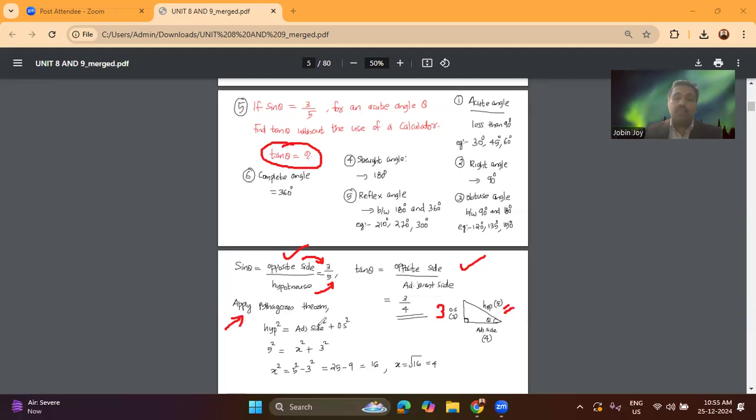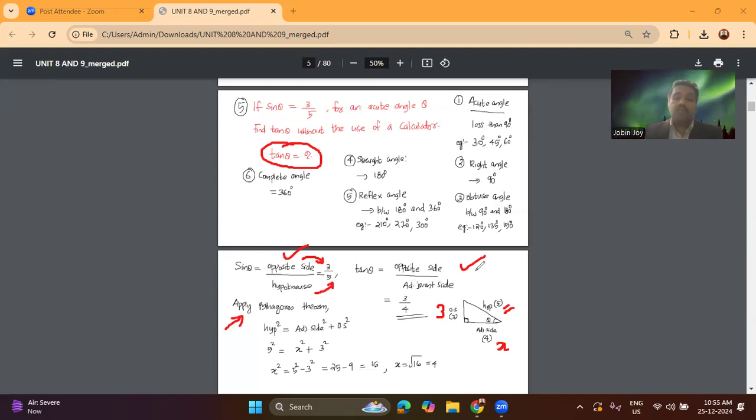What is Pythagoras theorem? Hypotenuse square is equal to adjacent side square plus opposite side square. So here hypotenuse is 5. That means 5 square is equal to, we don't know the adjacent side, so I will call it x, x square plus opposite side 3 square. So x square is equal to 5 square minus 3 square. 5 square is 25, minus 3 square is 9. So 25 minus 9 is 16. So x is equal to square root of 16, that is equal to 4. So adjacent side is 4.